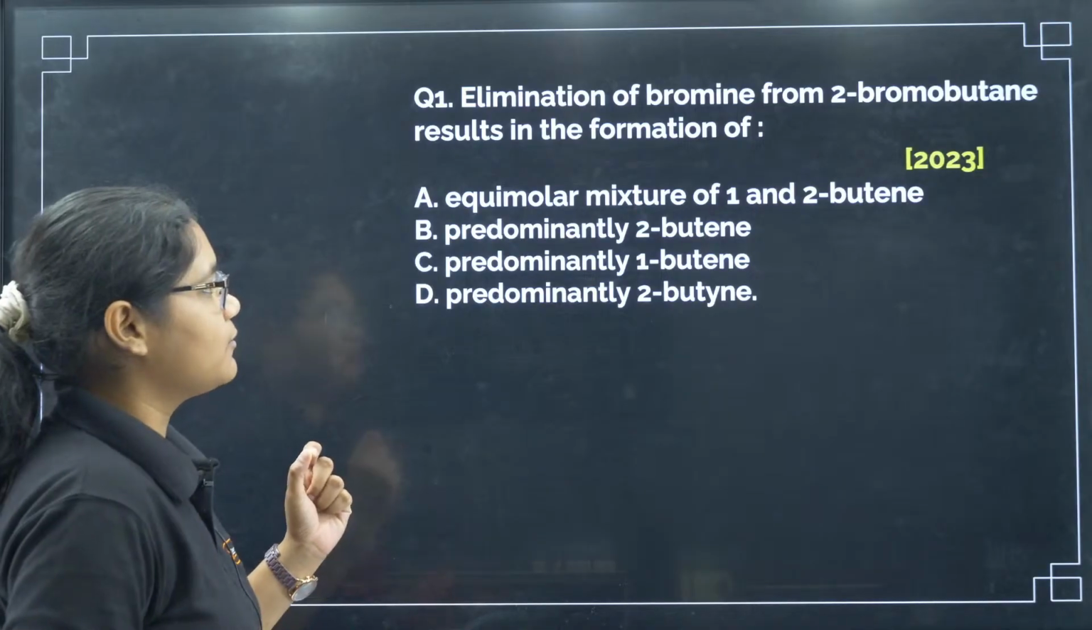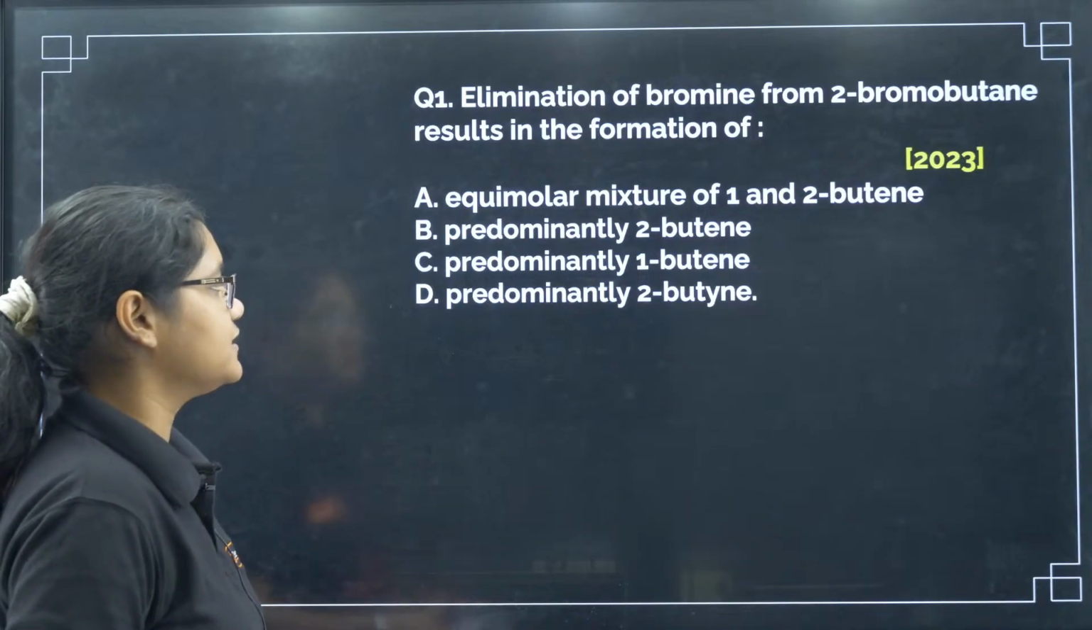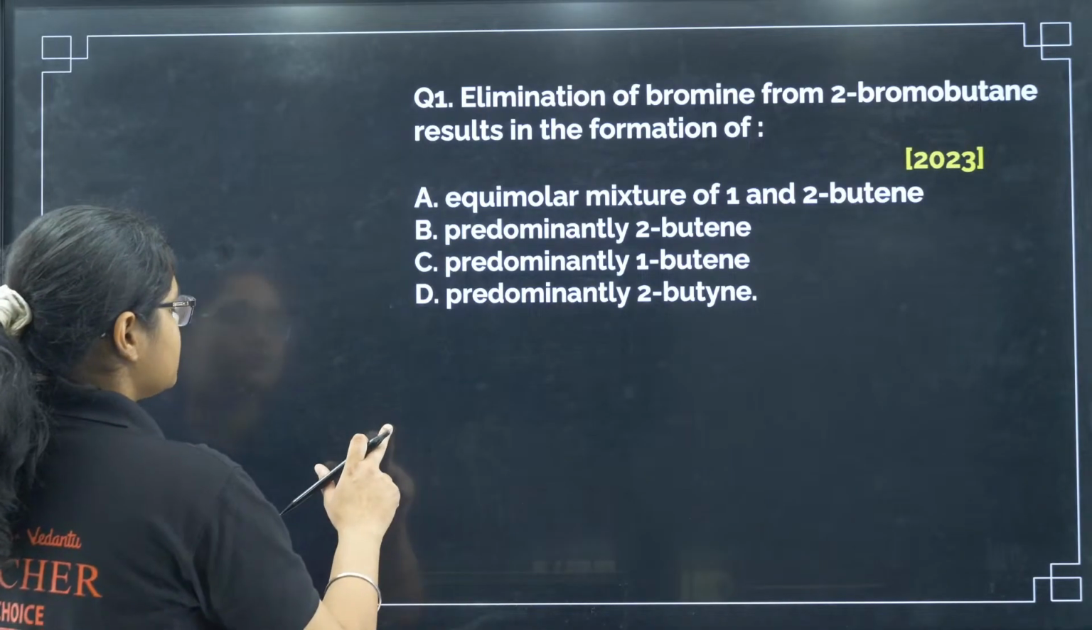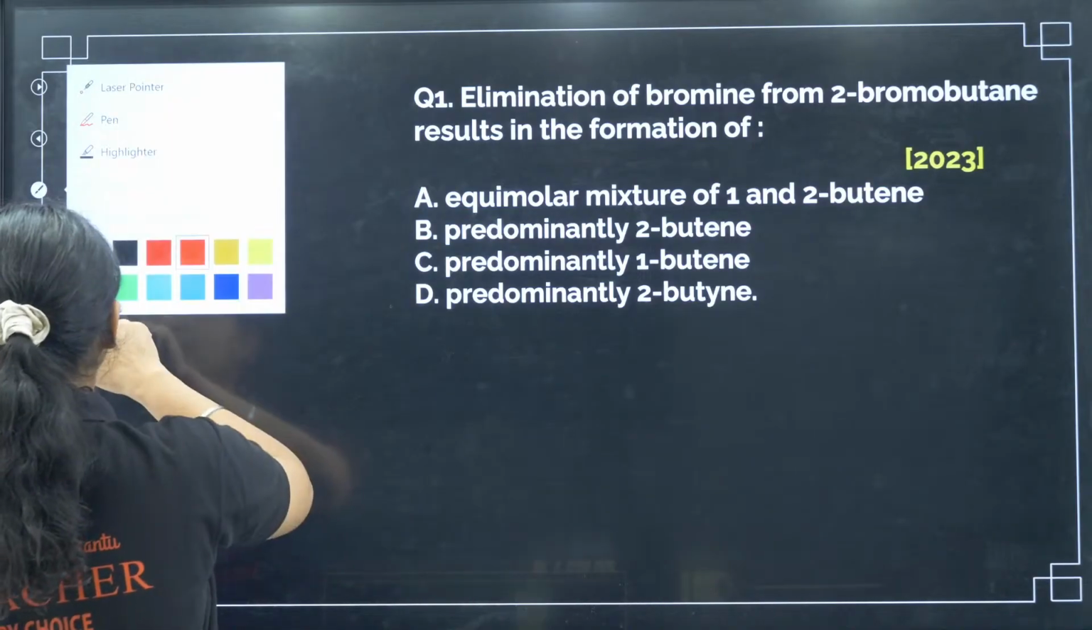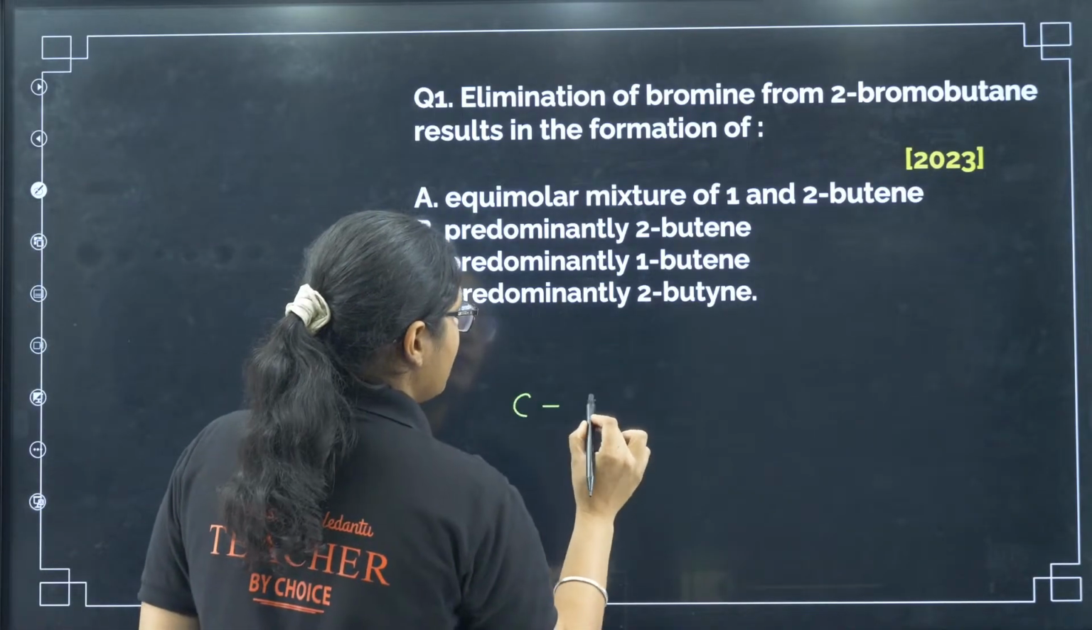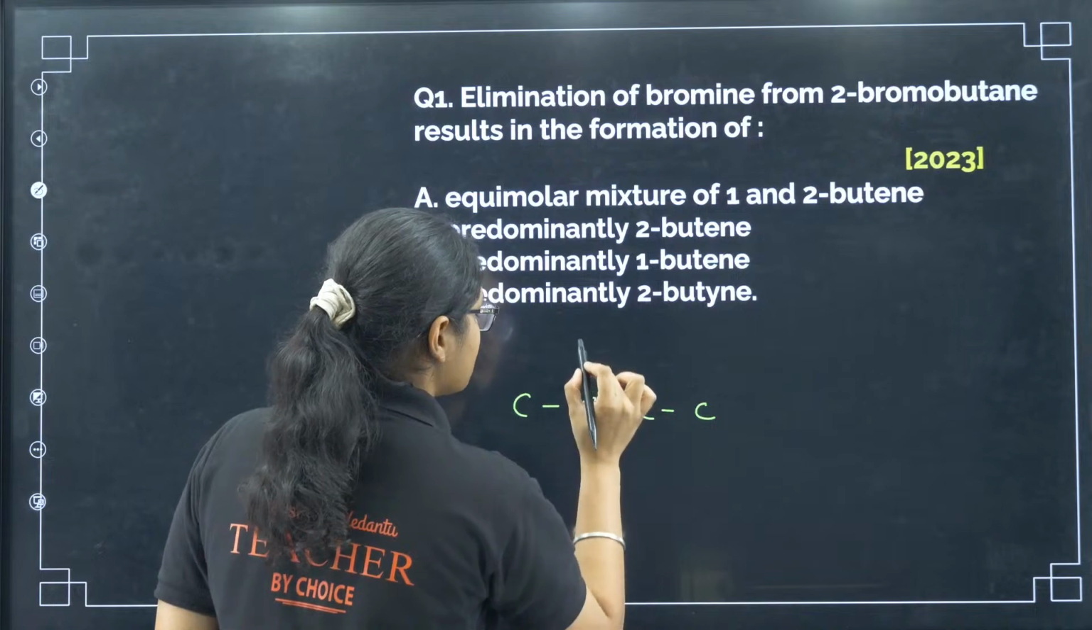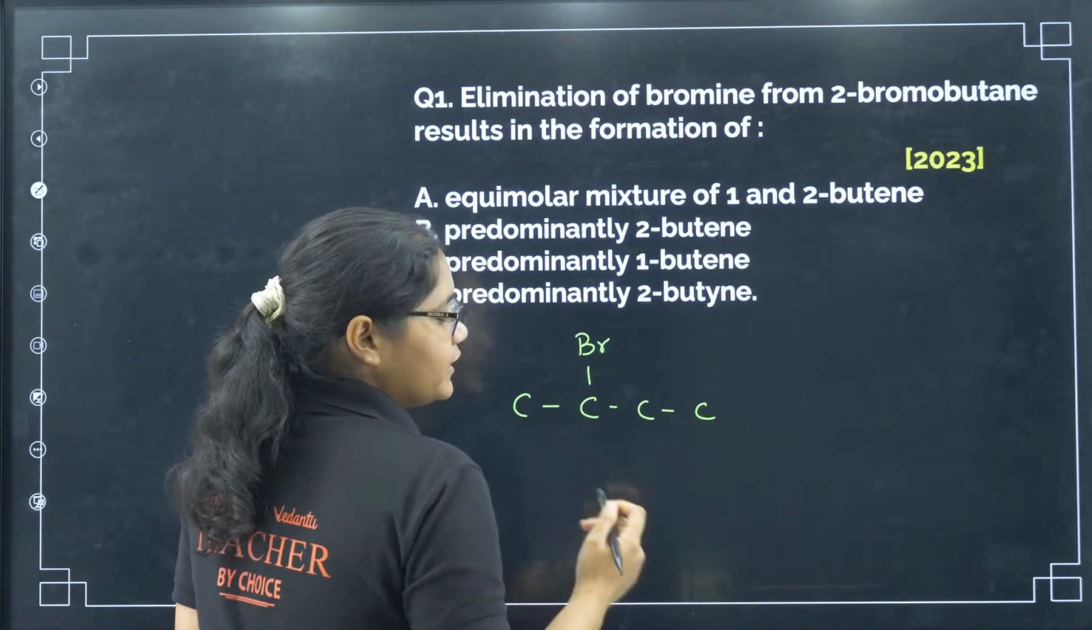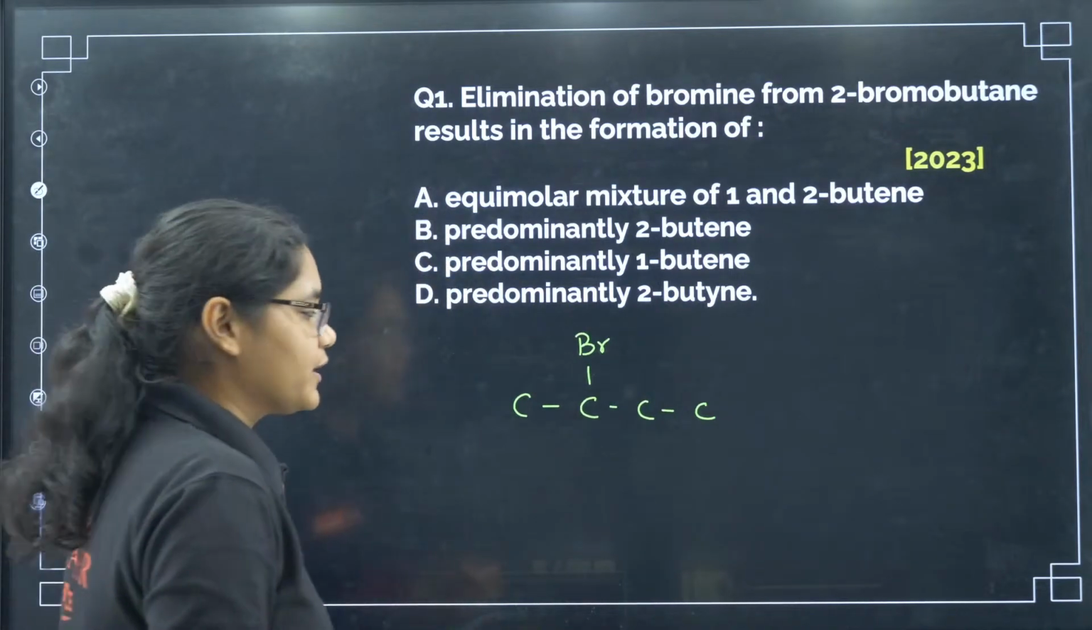Elimination of bromine from 2-bromobutane results in the formation of... So you have 2-bromobutane, right? Like this. So we know something called the Saytzeff rule. What does it say?